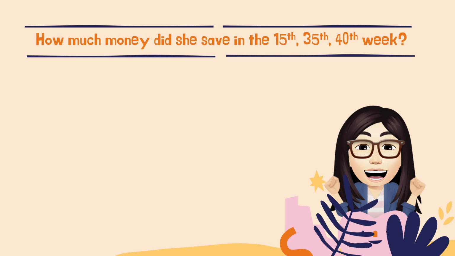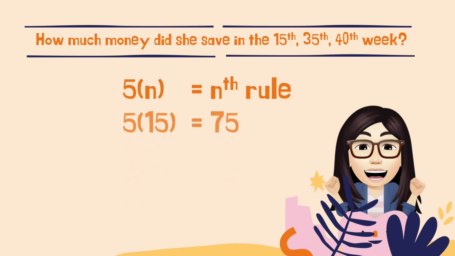Now, let's find out how much money did she save in the 15th week, 35th week, and 40th week. If we are going to use 5 times N as our nth rule. Again, 5 times N is our nth rule. Now, let us substitute N with 15, 35, and 40 because that is the position of each term. Now it will become 5 times 15 instead of 5 times N. 5 times 15 equals 75.